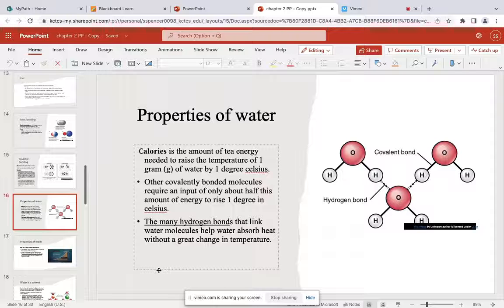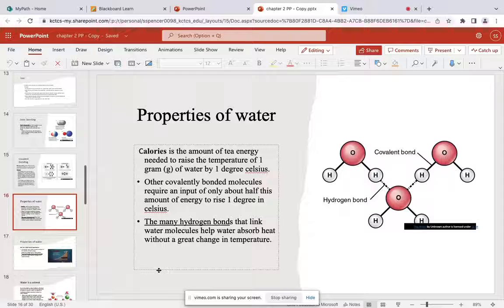Next we'll move on to the properties of water. We have a few different properties of water, and each of them is unique and important. They'll probably show up for exam purposes. People love to test on the properties of water. First, I just need you to understand what a calorie is. A calorie is the amount of energy that is needed to raise the temperature of 1 gram of water by 1 degree Celsius.